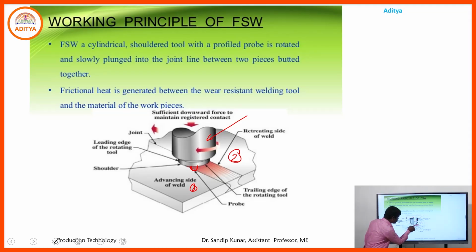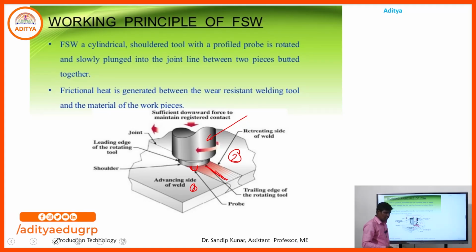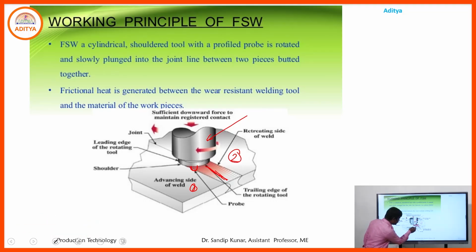When the rotating probe goes to the joining faces, friction occurs on the contact surface, and due to the mechanical friction, heat is generated. In that zone the material reaches a very small amount of molten state, and it helps to join the two plates. Here we see the retreating side and the advancing side of the weld.